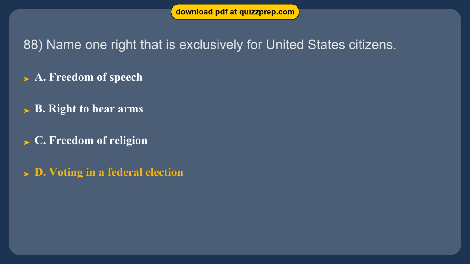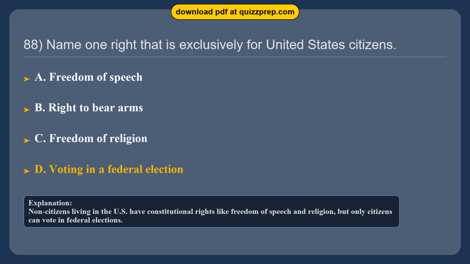The correct answer is option D. Voting in a federal election. Non-citizens living in the U.S. have constitutional rights like freedom of speech and religion, but only citizens can vote in federal elections.